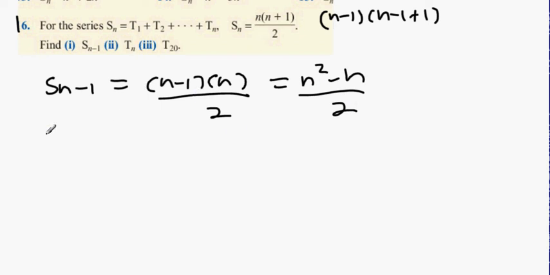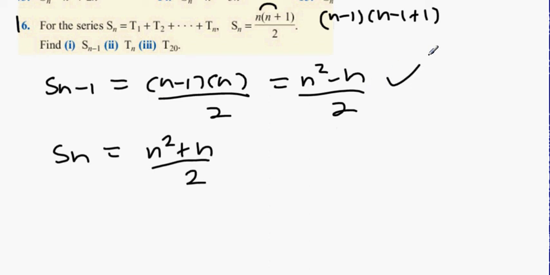Okay, now once we define Tn, I'm also going to multiply out what Sn is, so it's going to be n squared plus n all over 2. Okay, so what we need to find out is, this is number 16. Okay, so we know what S of n minus 1 is, it's this answer here. And now we're going to find out what Tn is.